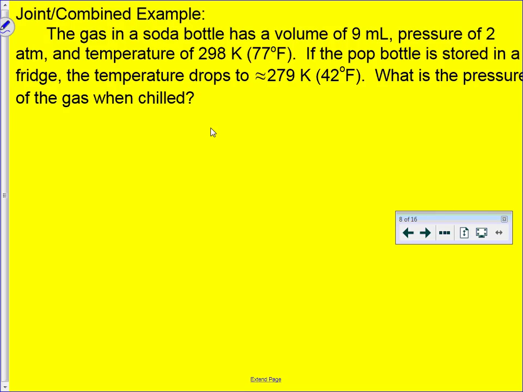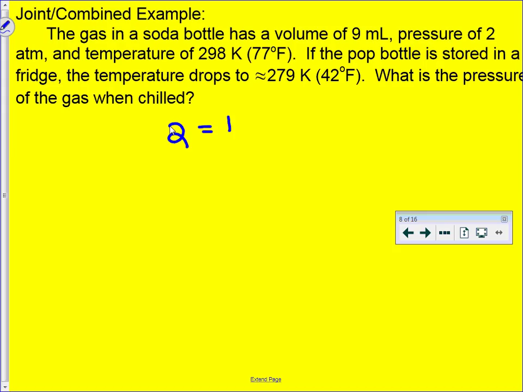If the soda bottle or the pop bottle is stored in a fridge, the temperature then drops all of a sudden. That temperature drops to about 279 Kelvin or 42 degrees Fahrenheit. What is the pressure of the gas when it is actually chilled? So we're using the same equation that was on the last page. If we're filling that in, we have a pressure that we know that is actually our 2 atm.